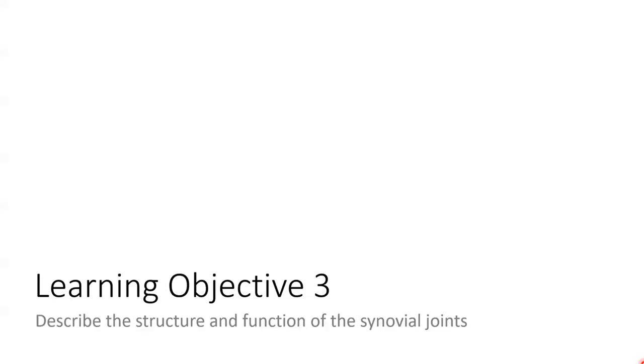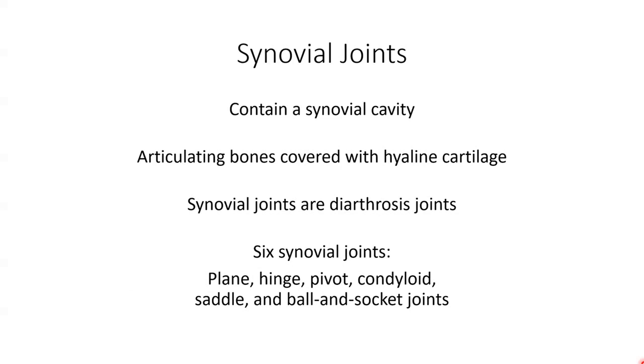The final structural classification of a joint is a synovial joint, a classification in which there are many subtypes. Here, we will not only discuss the different types of synovial joints, but also some of the structures that you might find within this type of joint. So the unique characteristic of a synovial joint is the presence of a space called a synovial cavity or a joint cavity between the articulating bones.